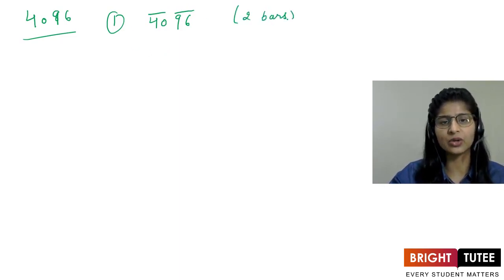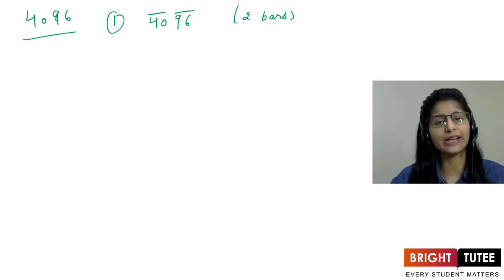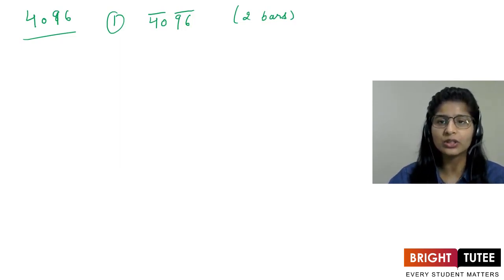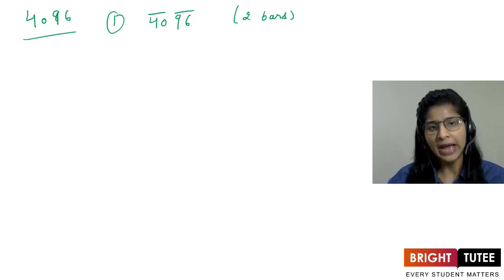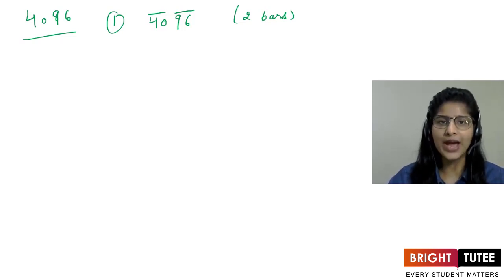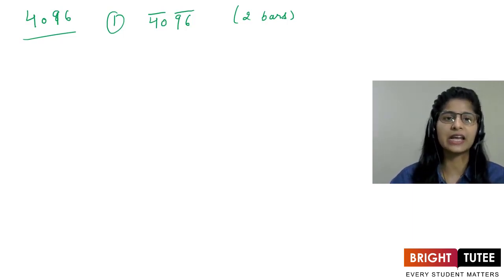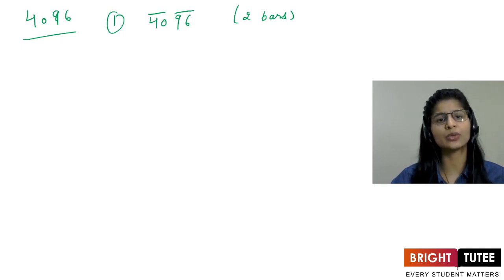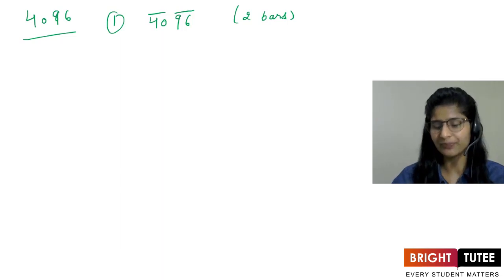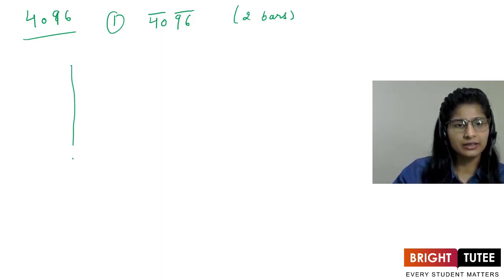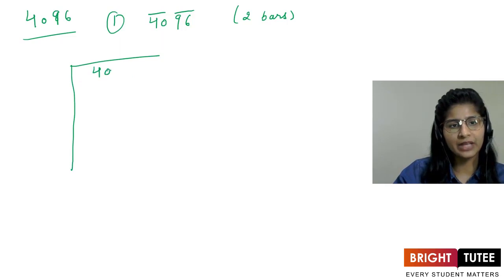2 bars. One thing that you note here, in 529 also you had 2 bars and the square root came out to be of 2 digits. Here also we have 2 bars, so the square root will also have 2 digits, right? So using the number of bars, we can tell how many digits the square root of any number will have. So we know our answer is going to be of 2 digits. Now let's make 4096, placing the bars over there.